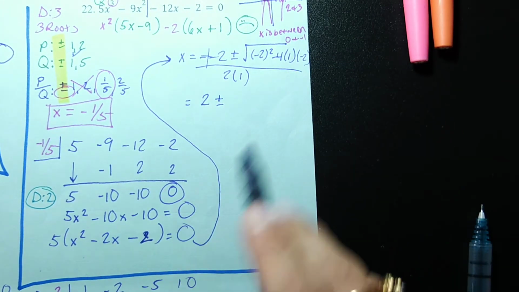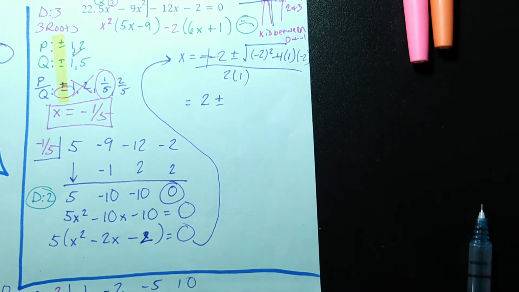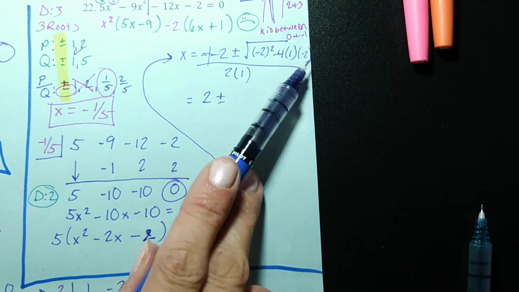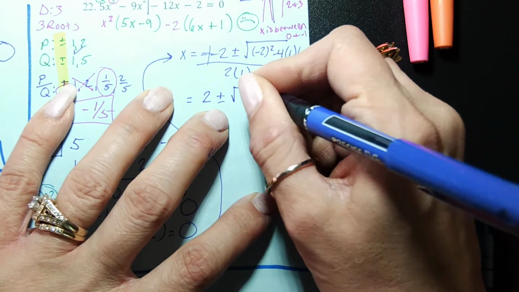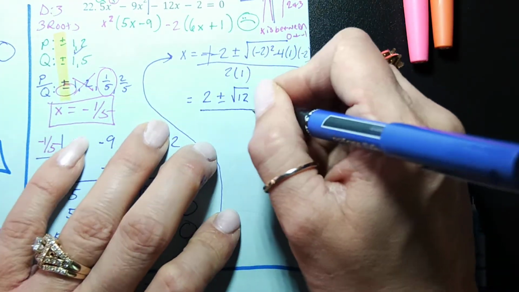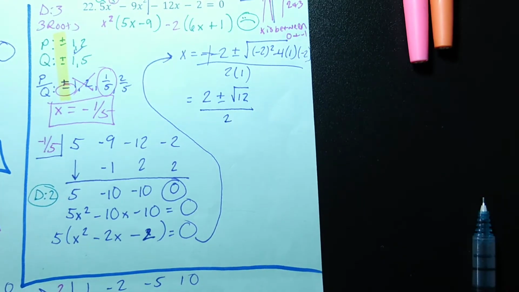Underneath the square root, we get negative 2 times itself, which is 4. And then negative 4 times 1 times a negative 2 is 8. So 4 plus 8 is 12. Or you can use your calculator. All over 2. Now, from here, can I take radical 12 divided by 2? No. Only outside numbers, outside of the radical, can we divide by 2.